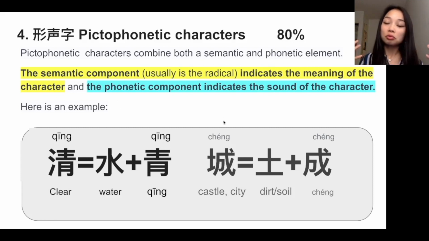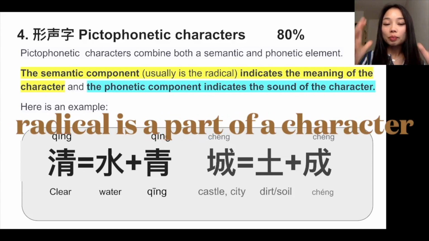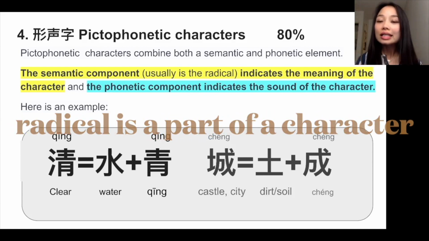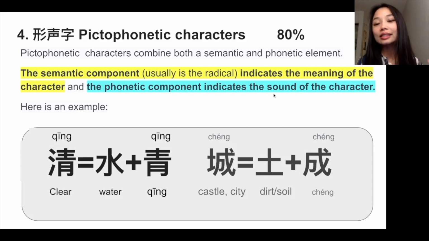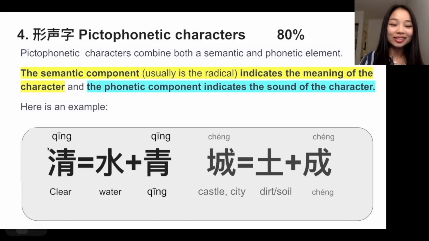Okay, so what is a radical? A radical is part of the character. It will indicate the meaning of the character. And the phonetic component indicates the sound of the character. I give a couple of examples right here. This character is pronounced as qing, the meaning is clear.